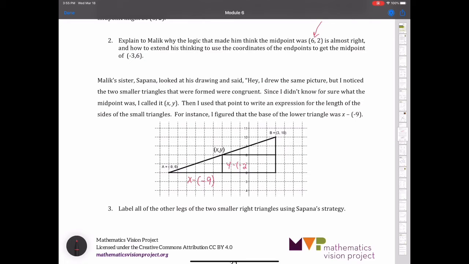So go ahead and take the next few minutes on your own to try this leg and this leg. So what Sapana is looking at is this leg right here being x minus a negative 9. Another example here is this y value here.